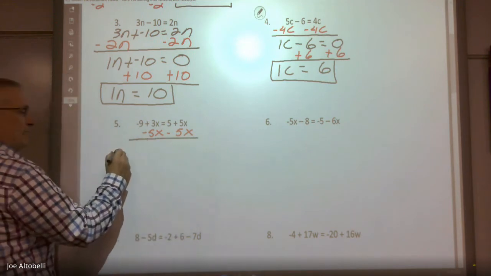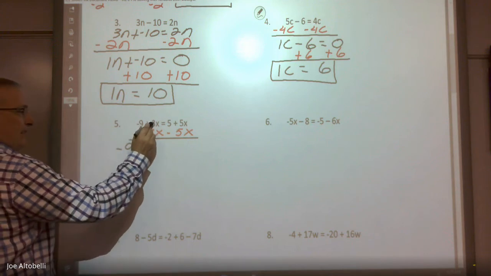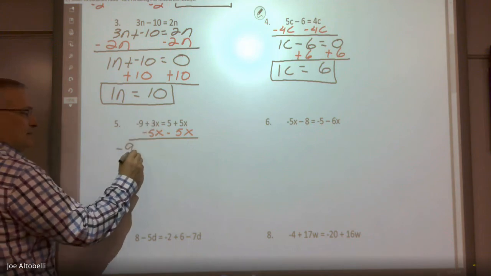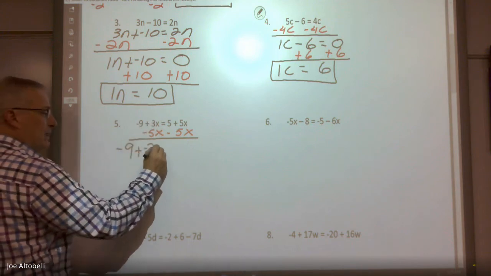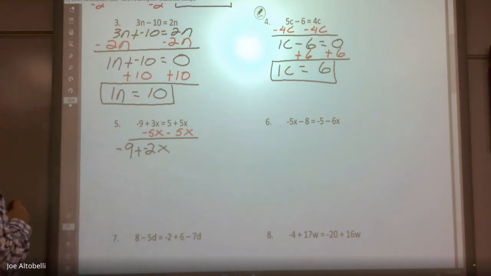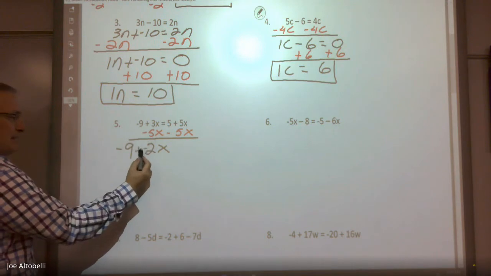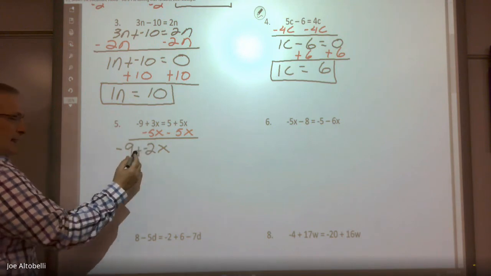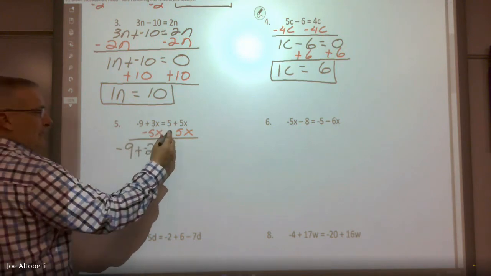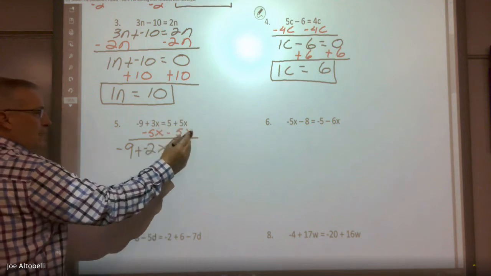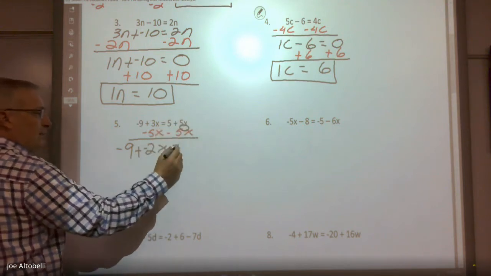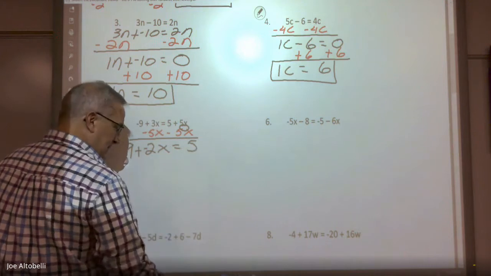So I'll have a negative 9. 3x minus 5x is a negative 2x. Okay, so it's plus a negative 2x. Or some people might have a minus 2x here. But again, I want plus a negative 2x. And that is going to equal then over here, this zeroes out, so I just have the 5.